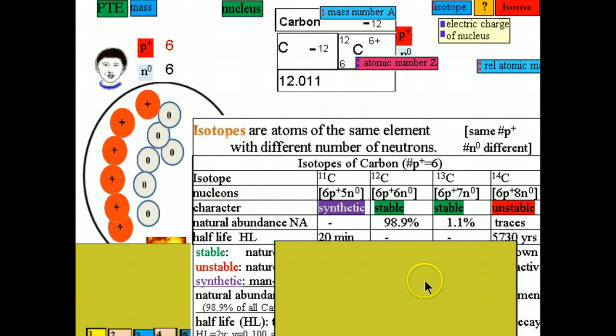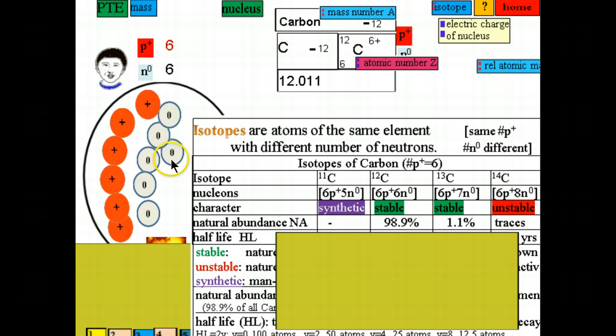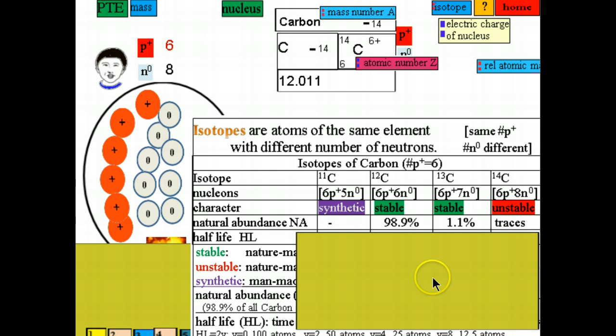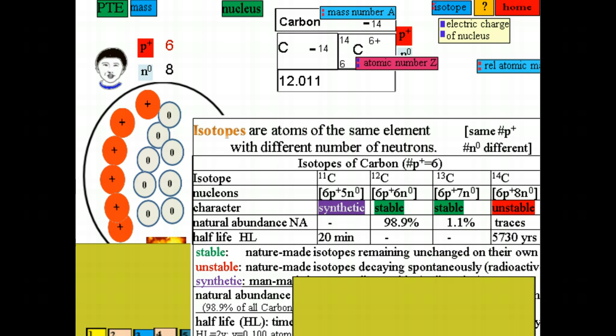In addition, there is a carbon-13 isotope that has only 1.1% of all the atoms on this Earth. We call that natural abundance, Na. And in addition, a naturally occurring carbon isotope is carbon-14, but that is unstable and it falls apart. Of this, there's only a very, very small amount.